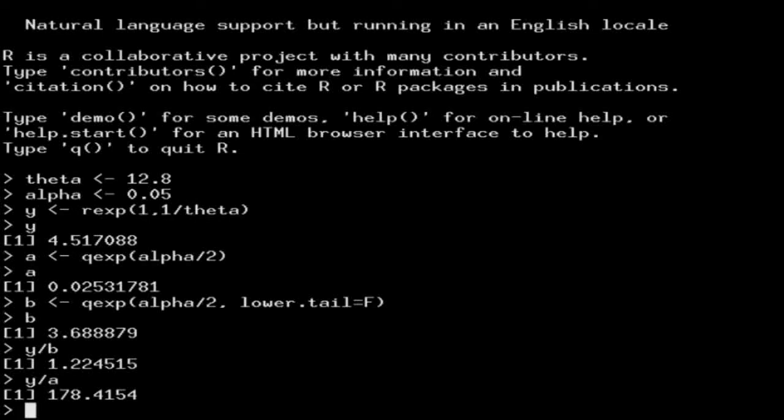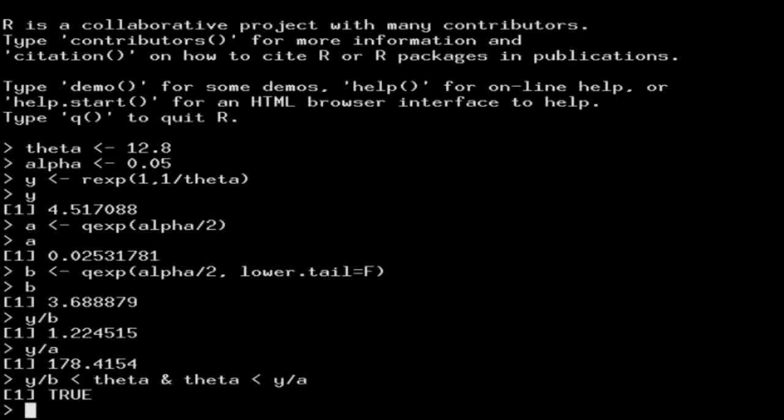But still, what we found in that situation is that our true value is in that interval. So we've got y over b. Is that less than our value theta? And is theta going to be less than y over a? Sure enough, that is true. So kind of an interesting part of this is now, okay, so it worked this time. Where does the 95% actually come into play?